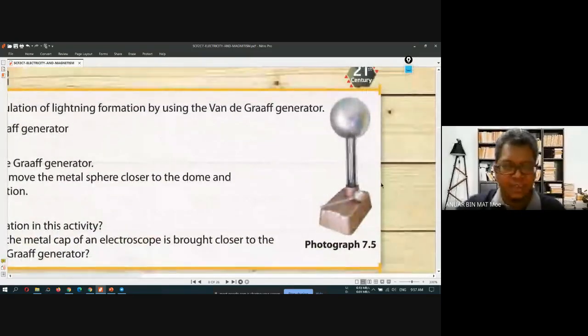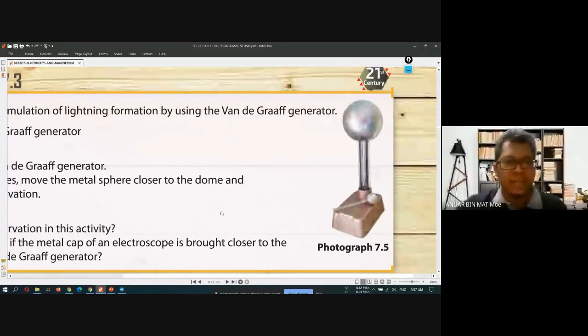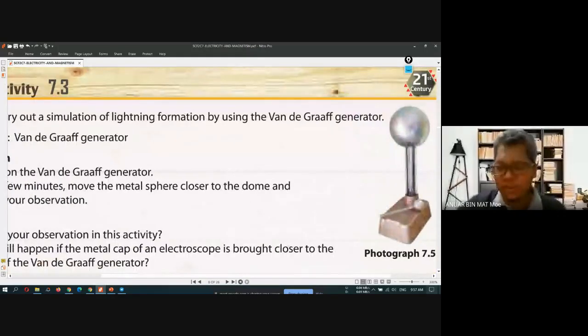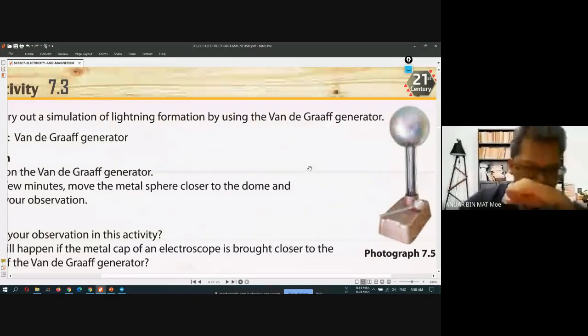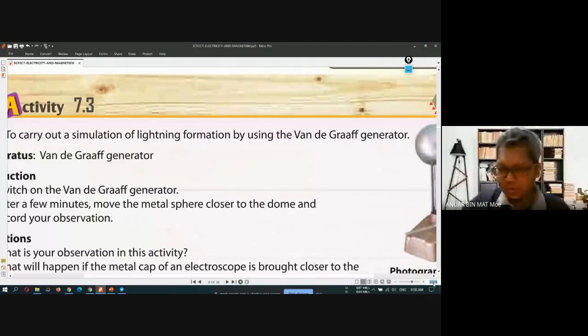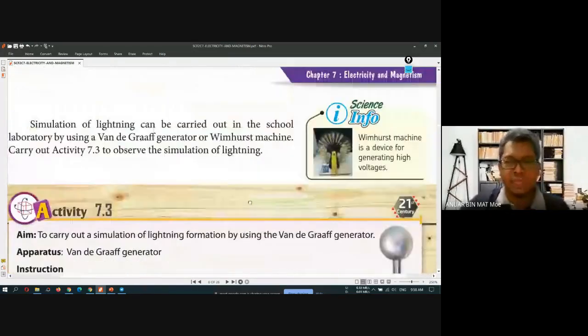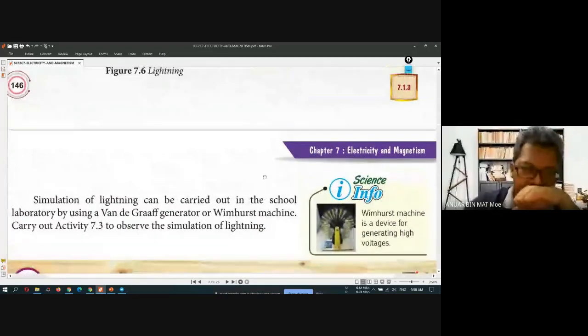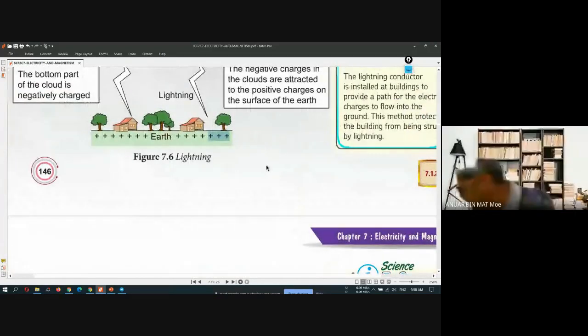Actually, in the lab we have this type of device, and we call it a Van de Graaff generator. Maybe later, I don't know, because they said online school until the end of the year. But never mind, I will try to do my best to show you.